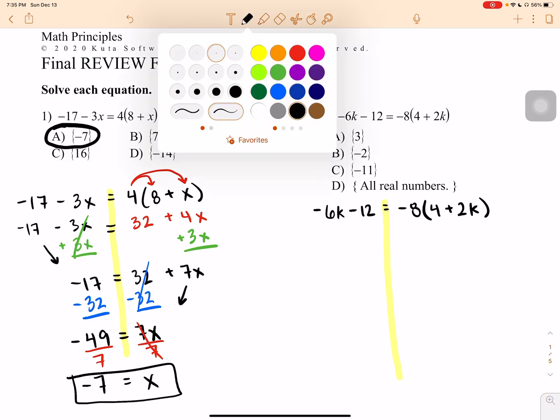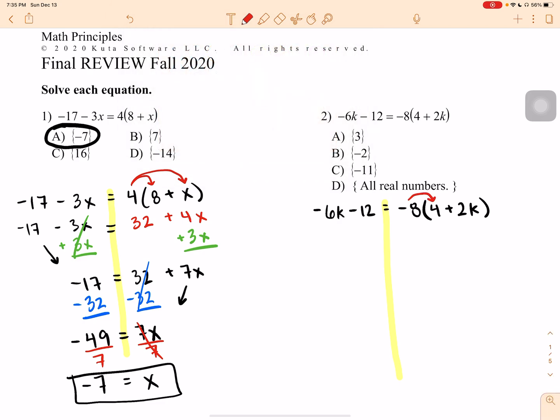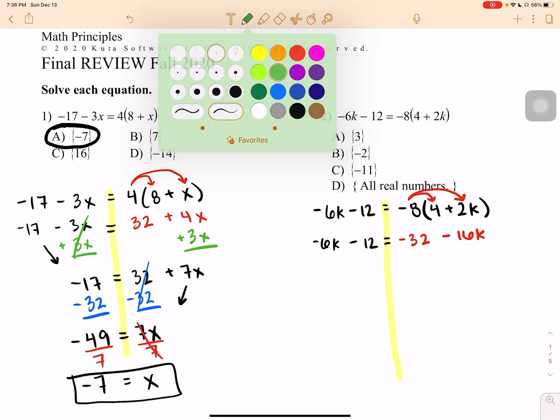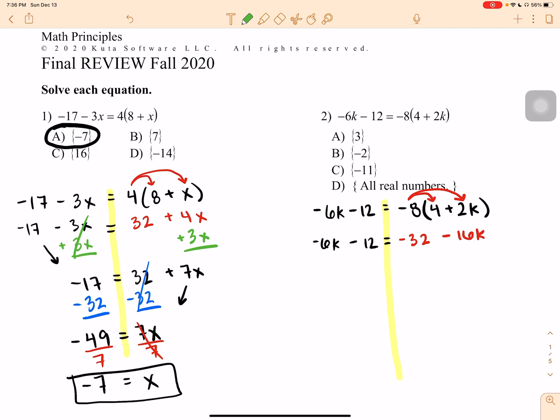So again, first I need to distribute this negative 8 into these parentheses. So this will be negative 32 minus 16k. You multiply when you distribute. Again, please pause if this is going too fast for you. Do the problem on your own and then check your answers with mine. So now here I need to move all the variables over to one of the sides. And here I'm going to go ahead and add 16k because I realize that'll leave me with a positive over here. Again, it doesn't matter. Either way you do it, you should get the same answer.